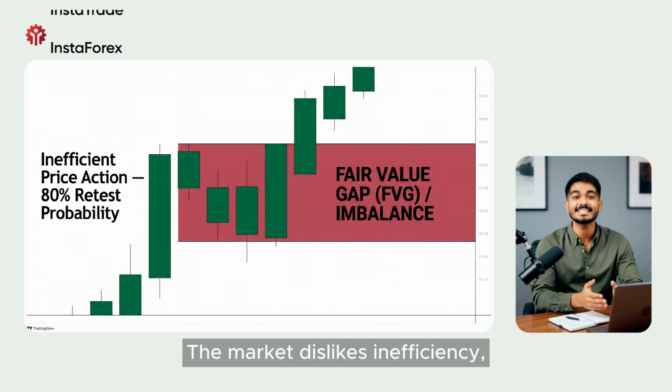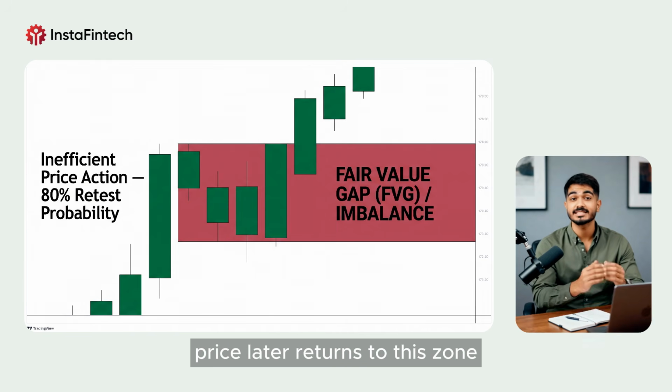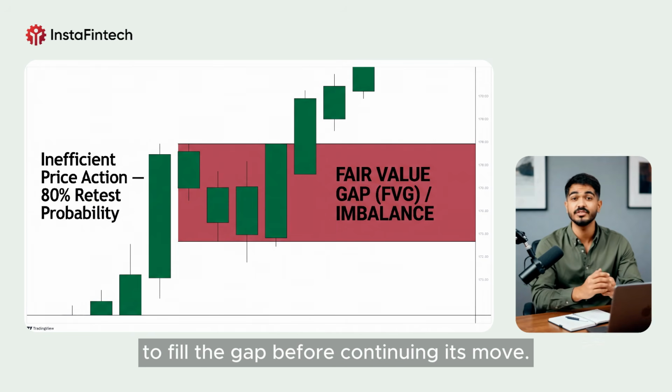The market dislikes inefficiency, which is why in 80% of cases, price later returns to this zone to fill the gap before continuing its move.